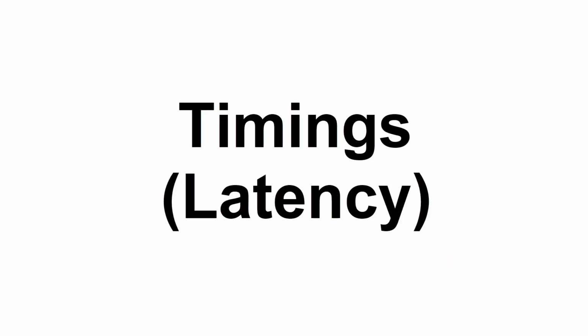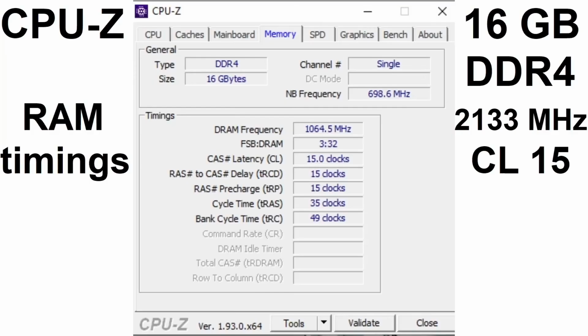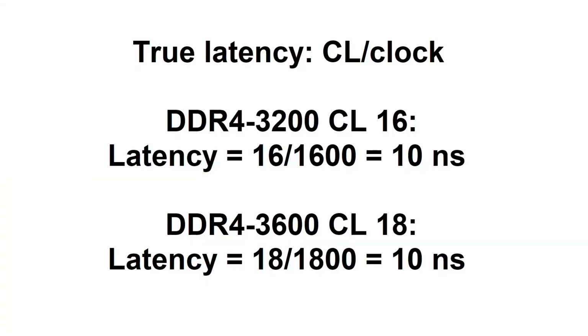Then we will talk about RAM timings, also known as RAM latency. In this image we can see much information about installed RAM, including timings, RAM latency. The installed RAM is 16 GB of DDR4 2133 MHz CL15, where CL is the most important latency. The true latency is actually the CL divided by the true clock rate. The latency can be the same even if the CL numbers are different.